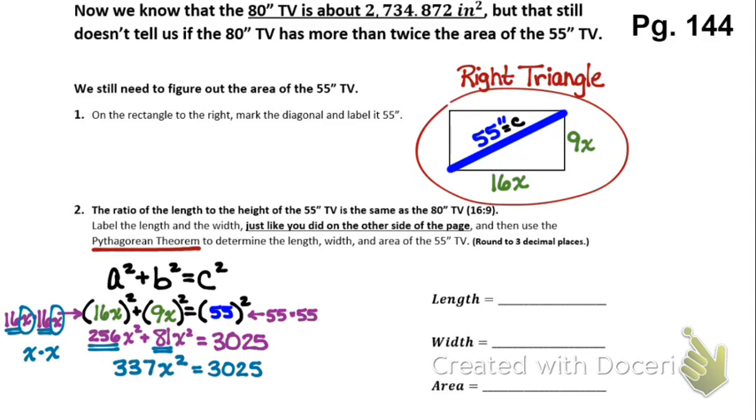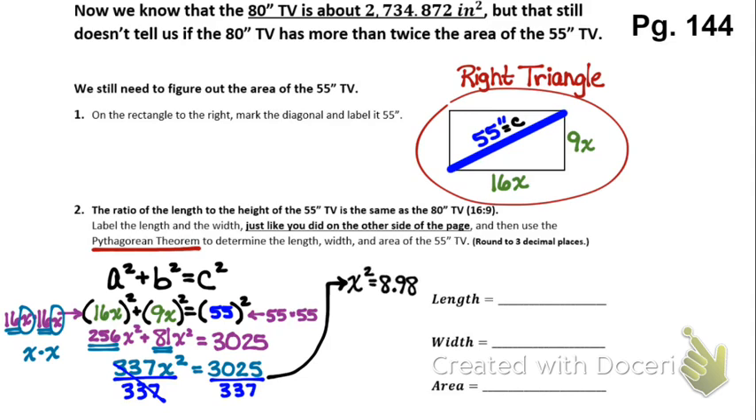What do I do from there? Divide by 337. What is 3,025 divided by 337? 8.976. That's almost what? Are you guys okay if we just round it to 9?